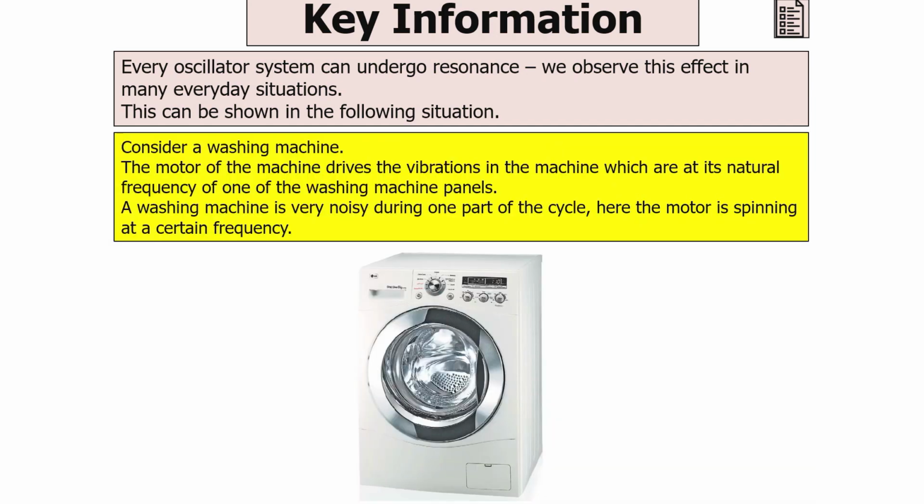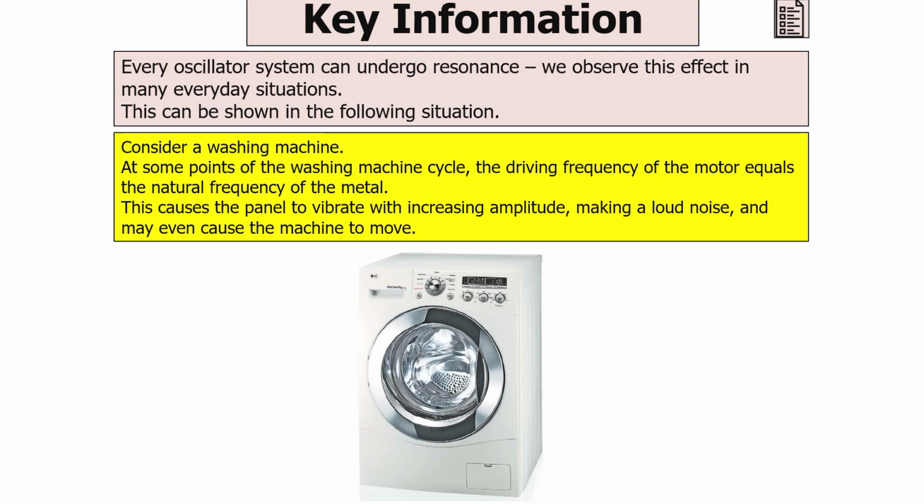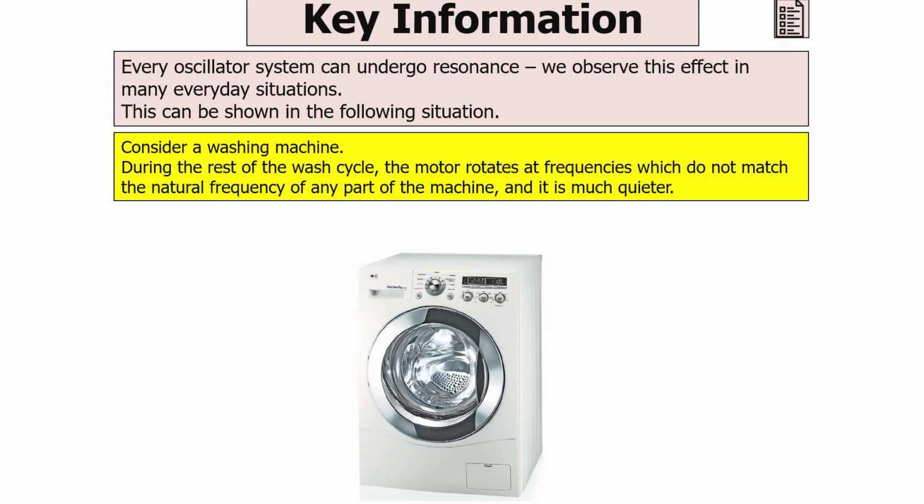Now consider a washing machine. The motor of the machine drives the vibrations in the machine, which are at the natural frequency of one of the washing machine panels. A washing machine is very noisy during one part of the cycle. Here the motor is spinning at a certain frequency. So we can say that at some point of the washing machine cycle, the driving frequency of the motor equals the natural frequency of the metal. This causes the panel to vibrate with increasing amplitude, making a loud noise, and may even cause the machine to move. During the rest of the wash cycle, the motor rotates at frequencies which do not match the natural frequency of any part of the machine, and it's much quieter.